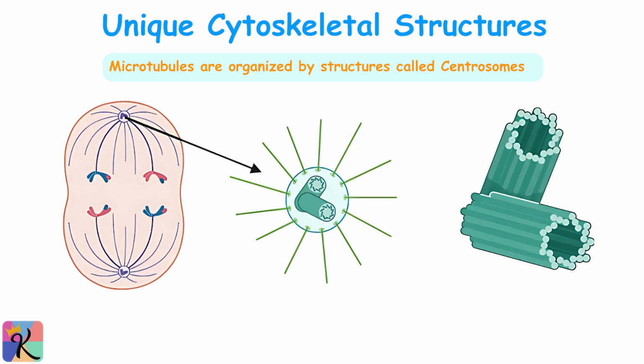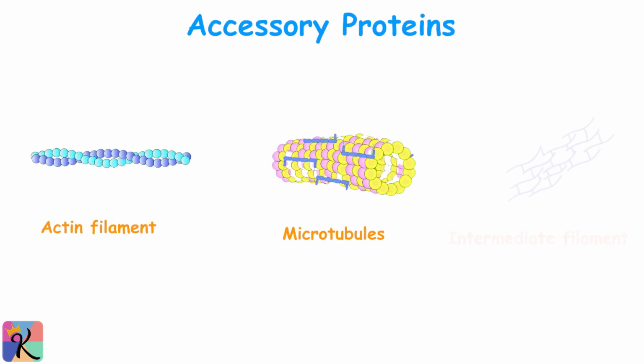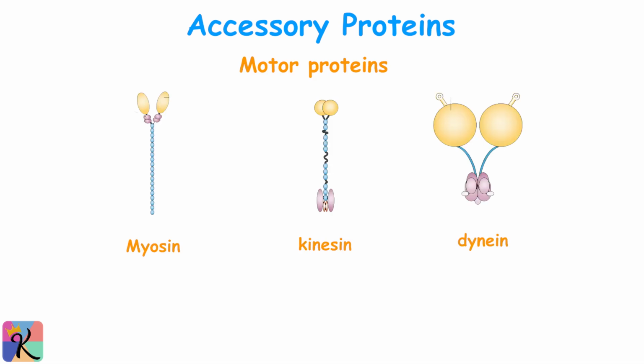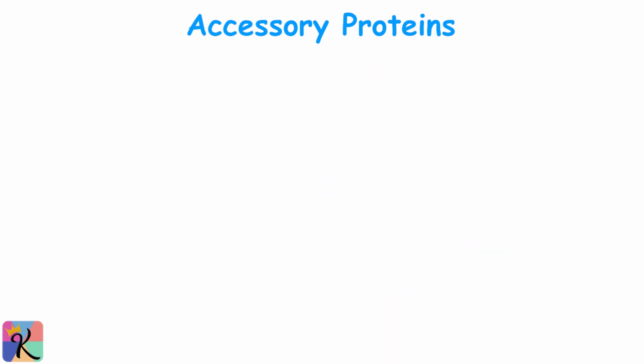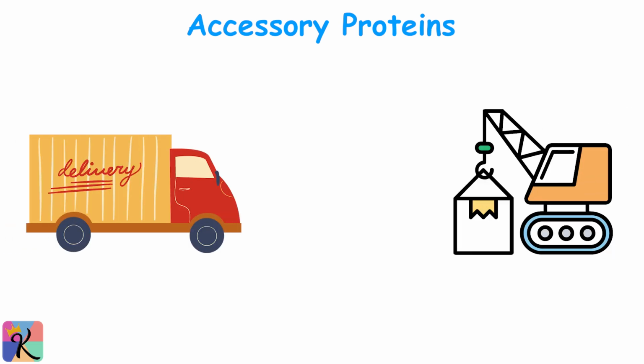Of course, a well-functioning cytoskeleton needs helpers, and that's where accessory proteins come in. These proteins support the assembly, disassembly, and movement of cytoskeletal elements. Motor proteins like myosin, kinesin, and dynein convert chemical energy from ATP into mechanical energy, allowing them to move along actin filaments and microtubules. Think of them as the delivery trucks and cranes that transport goods around the cellular factory, ensuring everything gets where it needs to go.